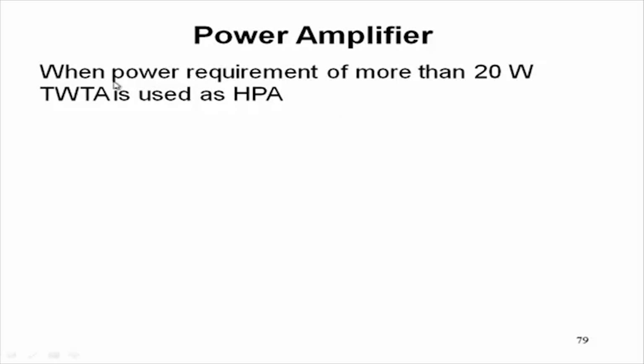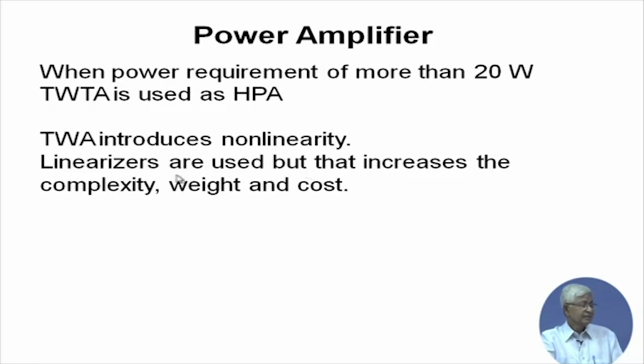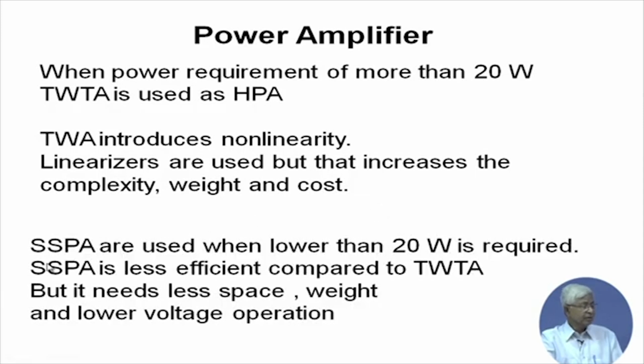And then the power amplifier. When the power requirement is more than 20 watts, TWT amplifiers are used as the high power amplifier, HPA. TWTs have a lot of nonlinearity, so linearizers have to be used. We will discuss that much later: what the nonlinearity is and what its effect is. But the linearizer increases the complexity, weight, and cost. And solid state power amplifiers are used when the power is less than 20 watts.